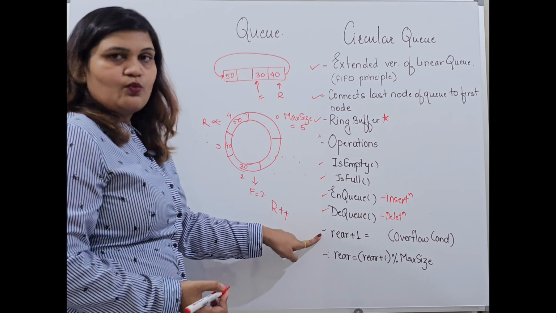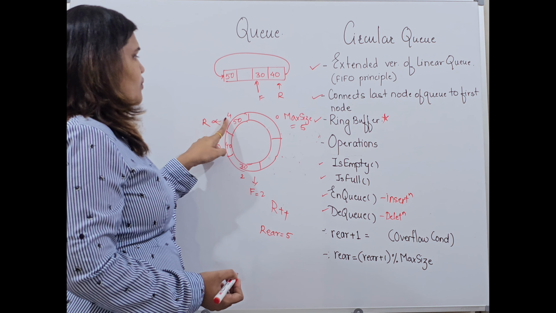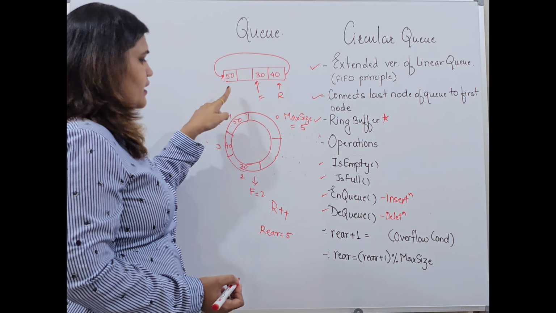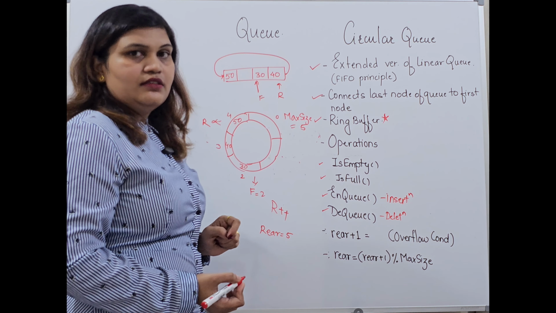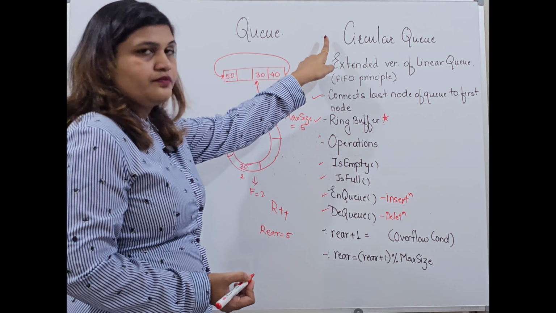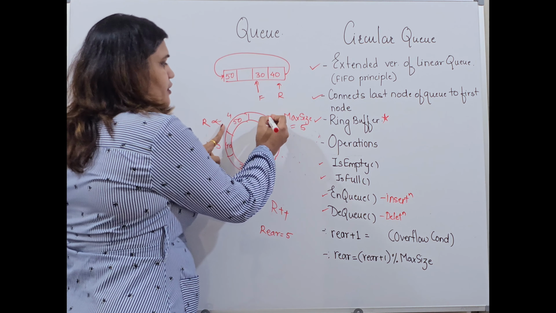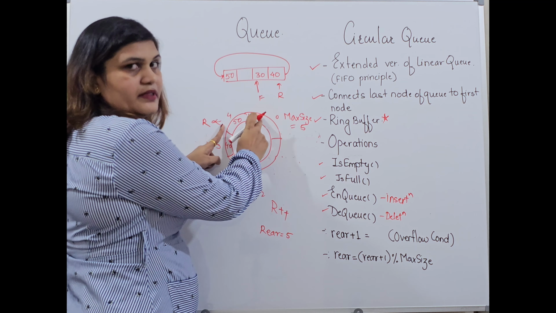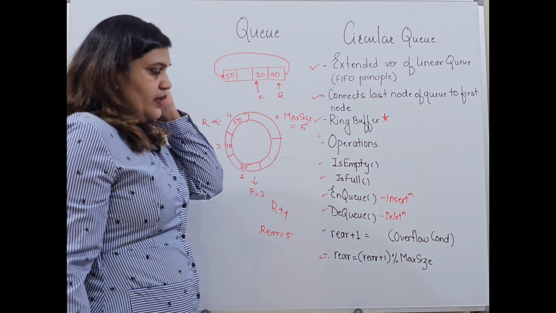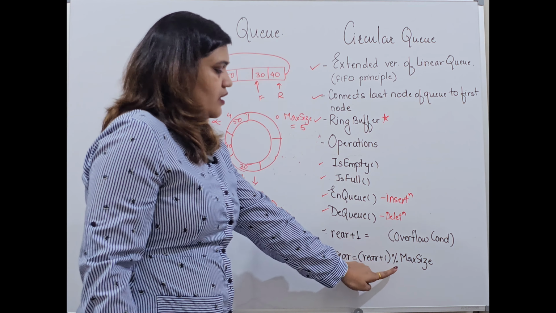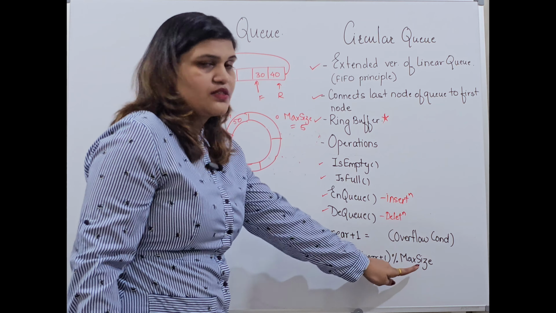When I do rear plus 1 here in this case, it is going to increment the value, and that condition is going to be the overflow condition. That is, I am going beyond my circular queue. Now that should not be the case. The moment I reach my end, I need to point here. My rear should point here so that I can insert an element here. So for that, this is the line. What do I do? Rear equal to rear plus 1 mod of max size.